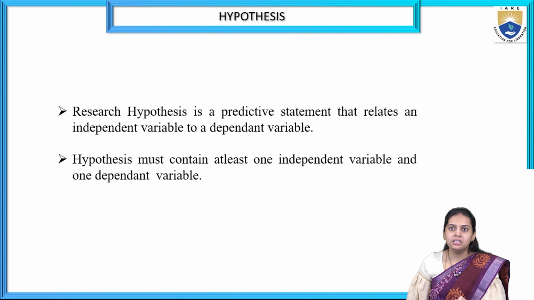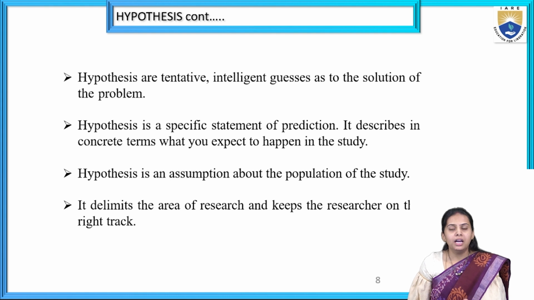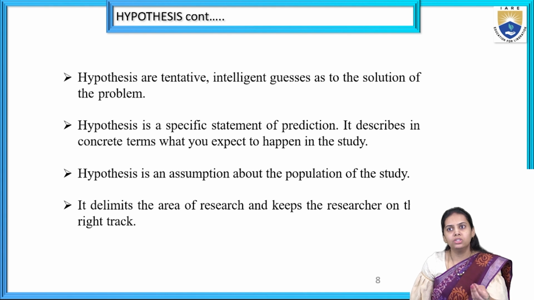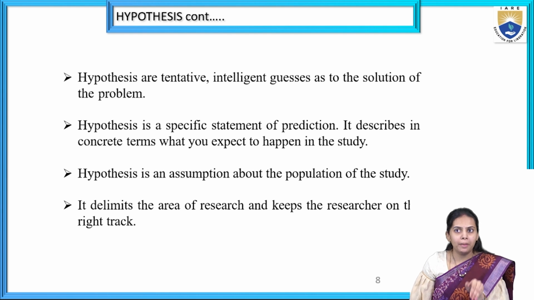So the research hypothesis is a predictive statement that relates an independent variable to a dependent variable. A hypothesis must contain at least one independent variable and one dependent variable, because hypotheses are a tentative and intelligent guess as to the solution of the problem, which is a specific statement of a prediction. It describes in concrete terms what you expect to happen in the study.